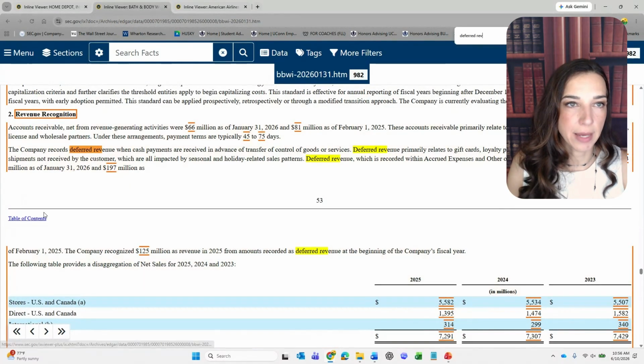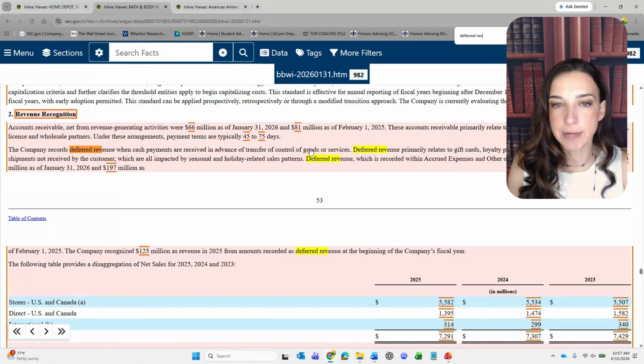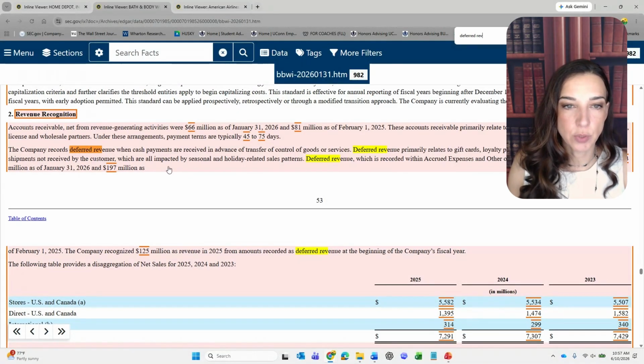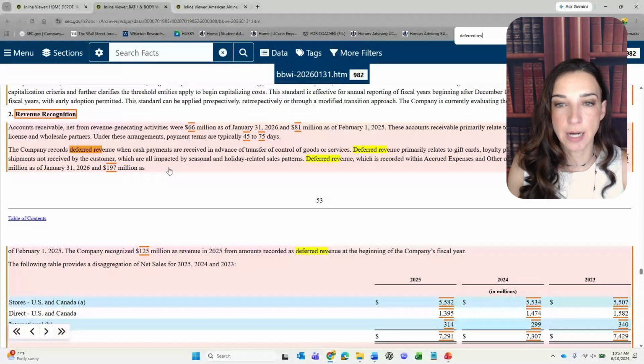Let's jump to Bath and Body Works. The company records deferred revenue when cash payment is received before the transfer of control of goods. That primarily relates to gift cards. However, they do also have loyalty points and rewards and direct channel shipments. So they have other situations as well where the payment occurs before the work is done.